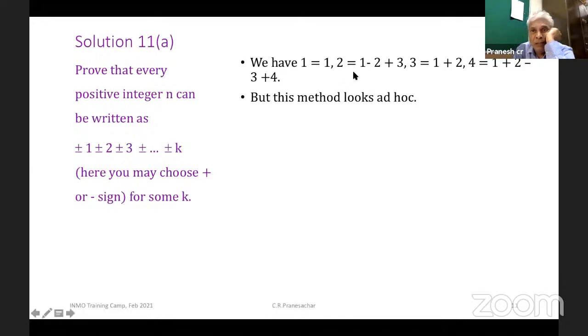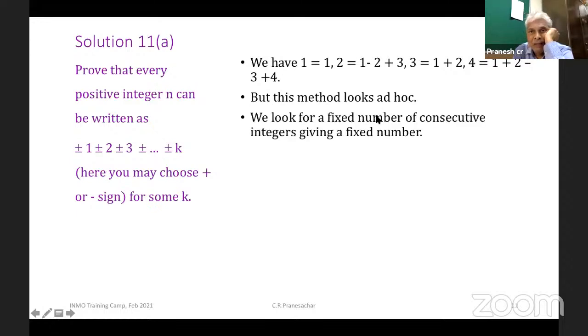1 equals 1, 2 equals 1 minus 2 plus 3, 3 equals 1 plus 2, and 4 equals 1 plus 2 minus 3 plus 4. But this method looks arbitrary and ad hoc. So we need to have a nice method.